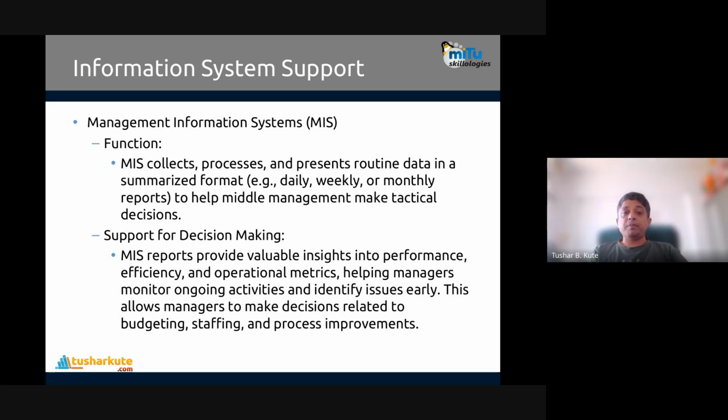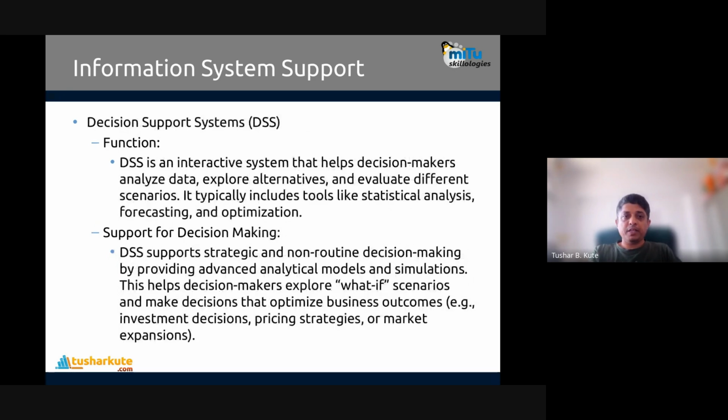Okay, what does MIS do? MIS collects, processes, and presents routine data in a summarized format, like daily, weekly, monthly. This data helps to identify valuable insights into performance efficiency and operational metrics, and helps managers to monitor ongoing activities and identify issues early. That's possible in MIS. Next, DSS is also part of it.